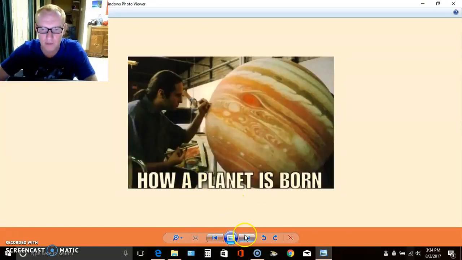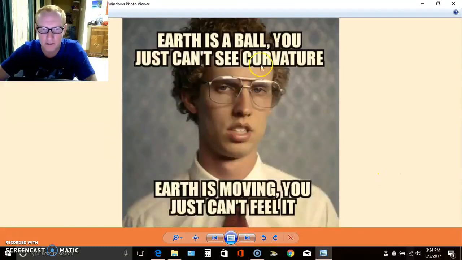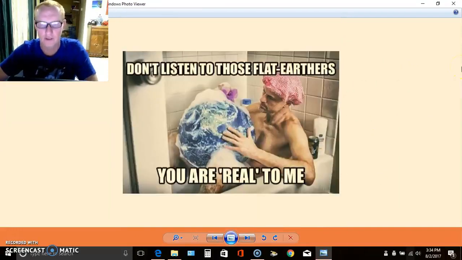How a planet is born, just in case you didn't see the other meme. Earth is a ball. You just can't see the curvature. Earth is moving. You just can't feel it. Don't listen to those flat earthers. You are real to me. You're real to me. Real.